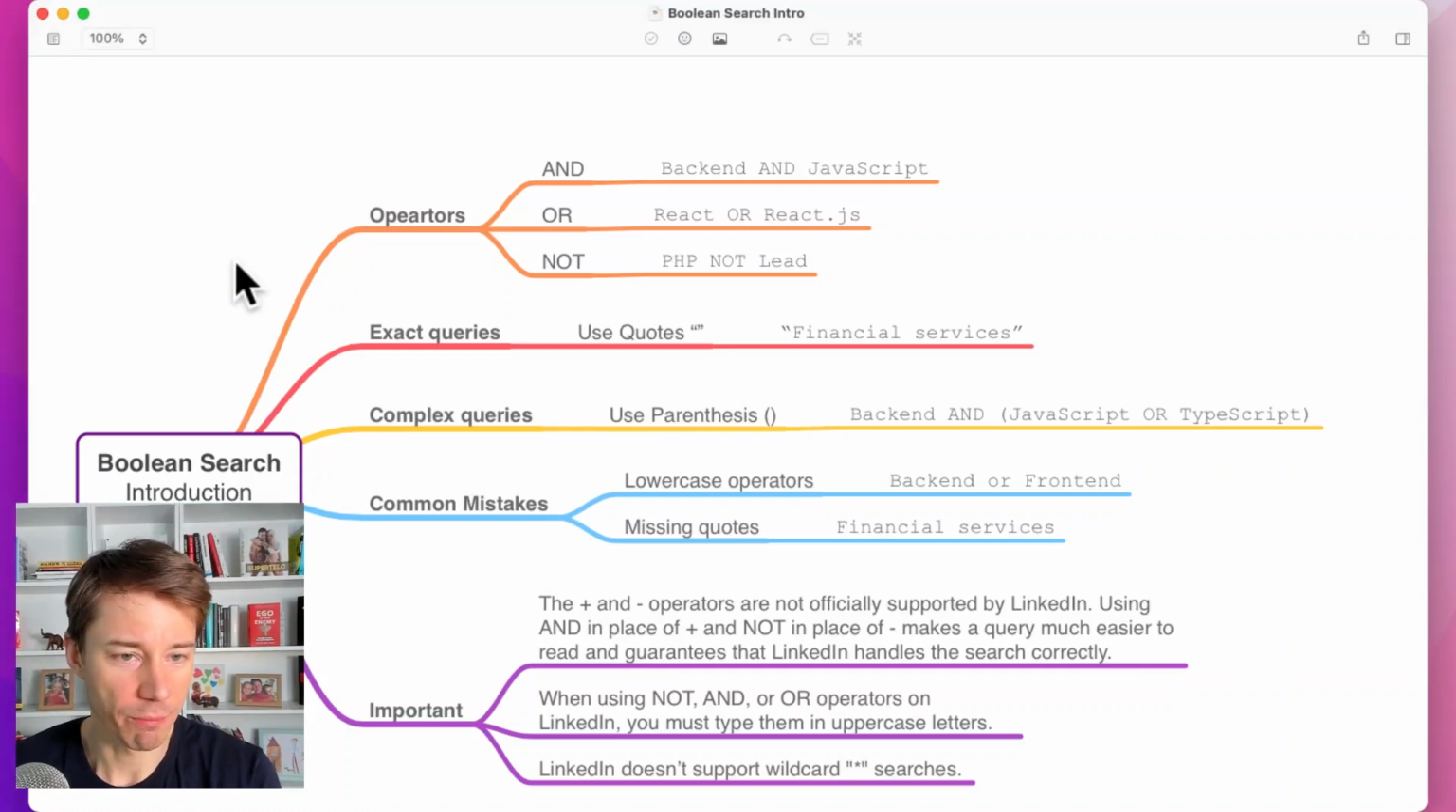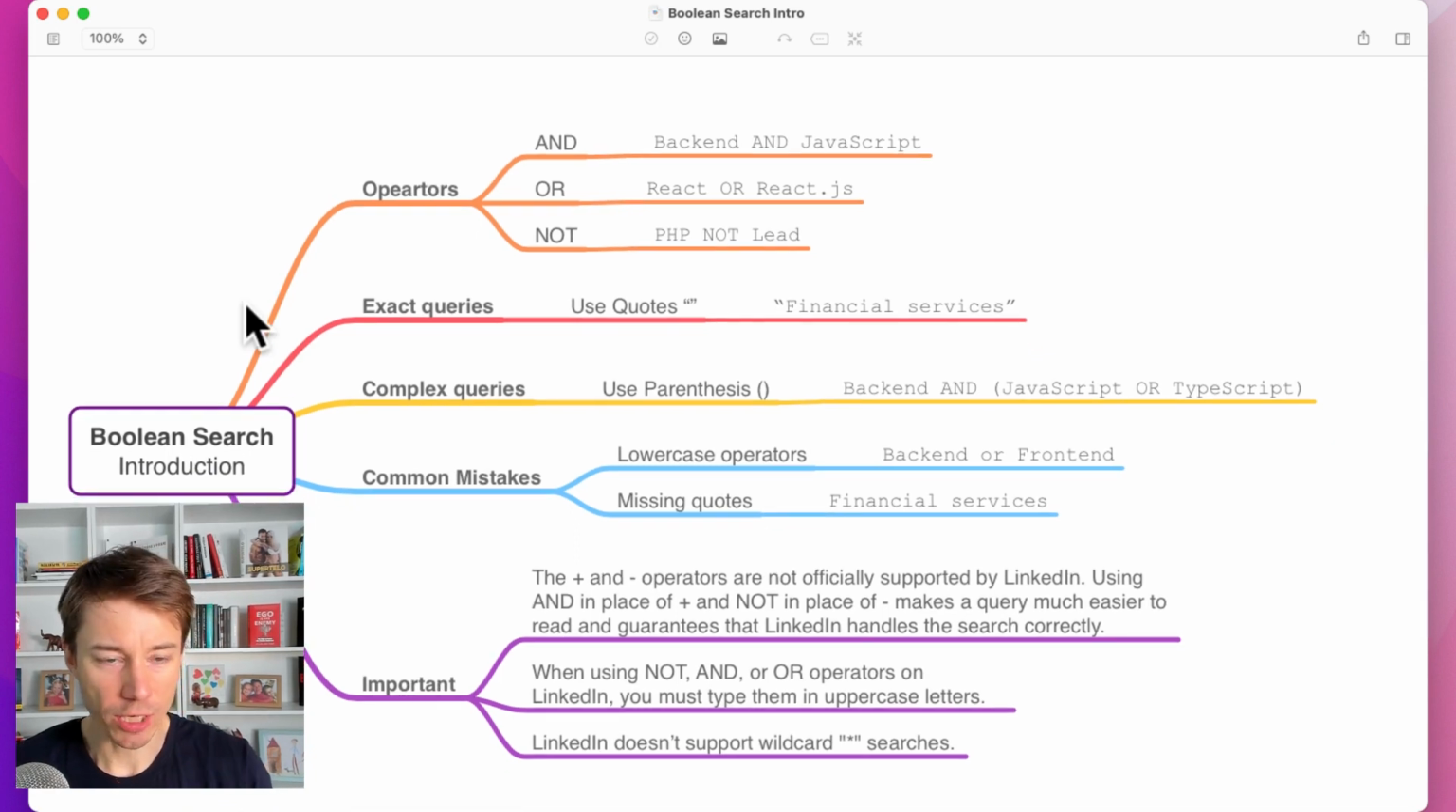So we are looking at the mind map with Boolean search operators. This is a quick introduction really, and there is also another mind map that I will show you with more detailed examples. But for now, let me just walk you through the few operators, the ways how you can create more complex queries, and also what common mistakes to avoid.